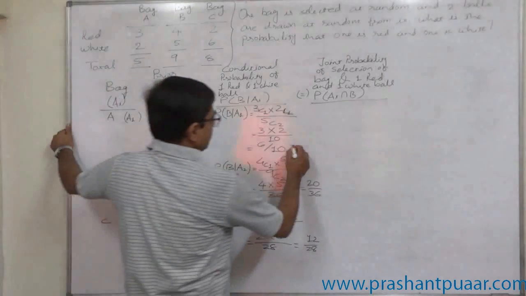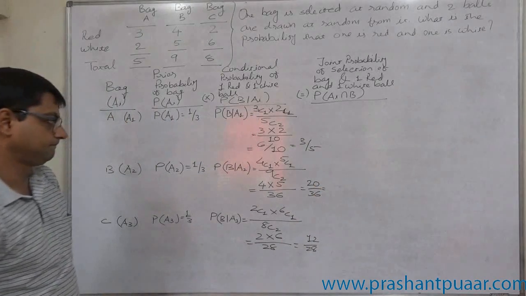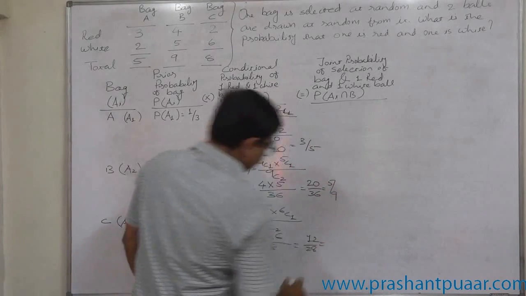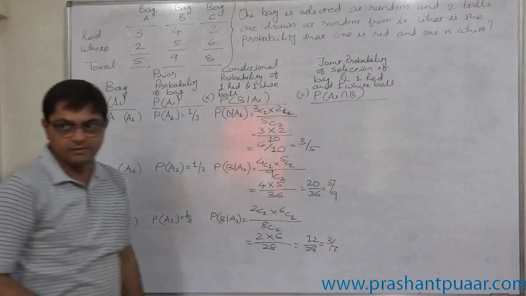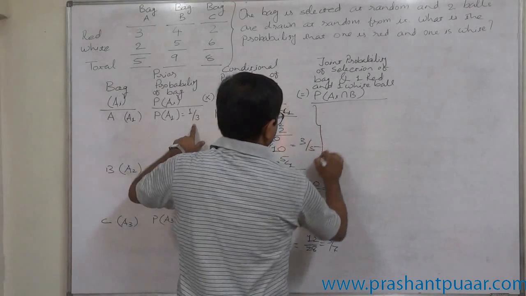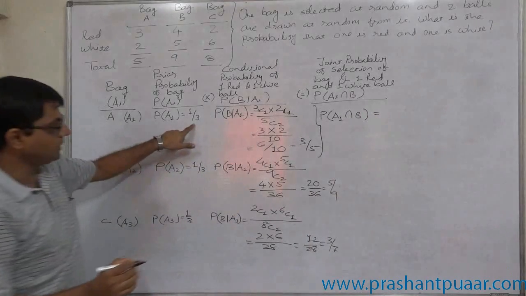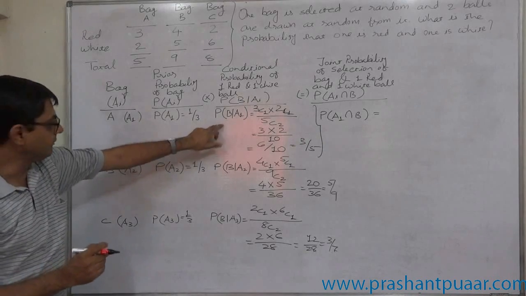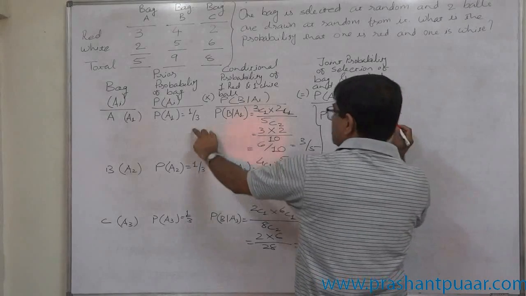Now let us take the simplified version. It is 3 by 5. This one is 5 by 9, and this one is 3 by 7. Okay. Now multiply these. P of A1 intersection B, that is P of A1 into P of B given A1. 1 by 3 into 3 by 5. Yes, 1 into 3, 3, and 3 into 5, 5.